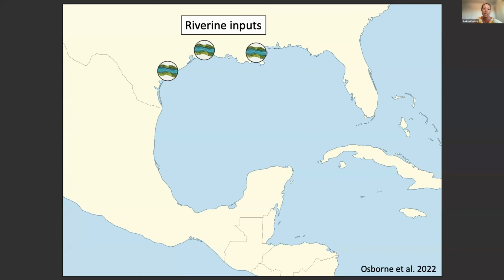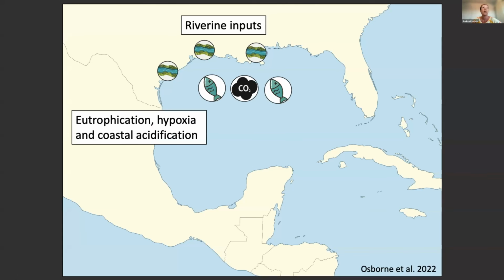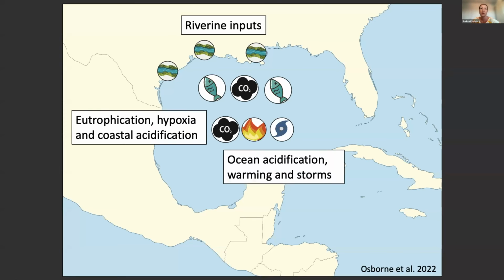Despite its importance, the Gulf of Mexico faces a number of anthropogenic threats, and I'm just going to talk about a few of those today. There are a number of different rivers that deliver high nutrient concentrations into the coastal waters. This leads to eutrophication, hypoxia, and coastal acidification. And then we also have the global climate change stressors that affect the entire region: ocean acidification, warming, and episodic storm events.